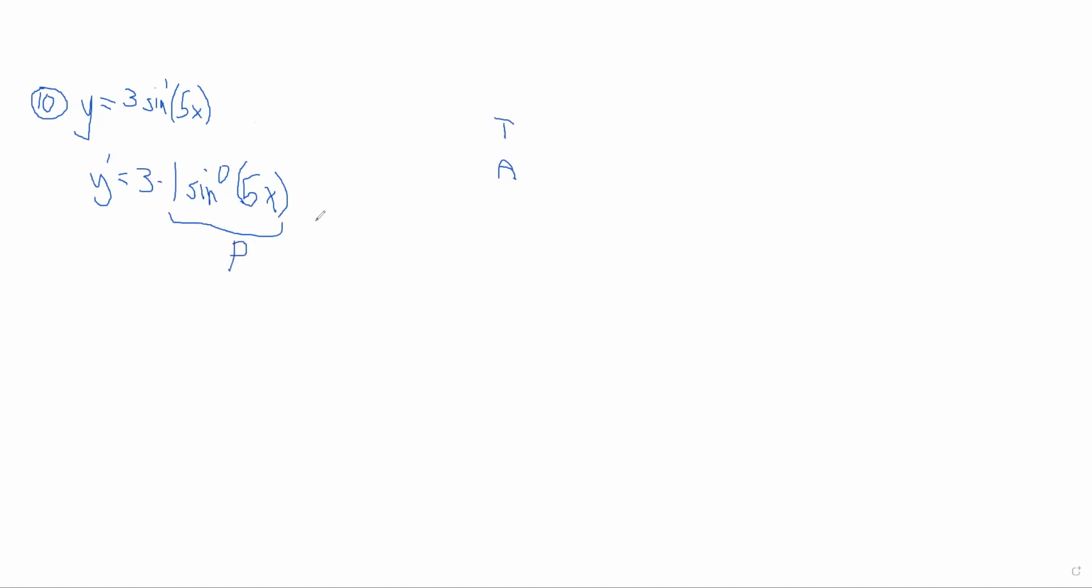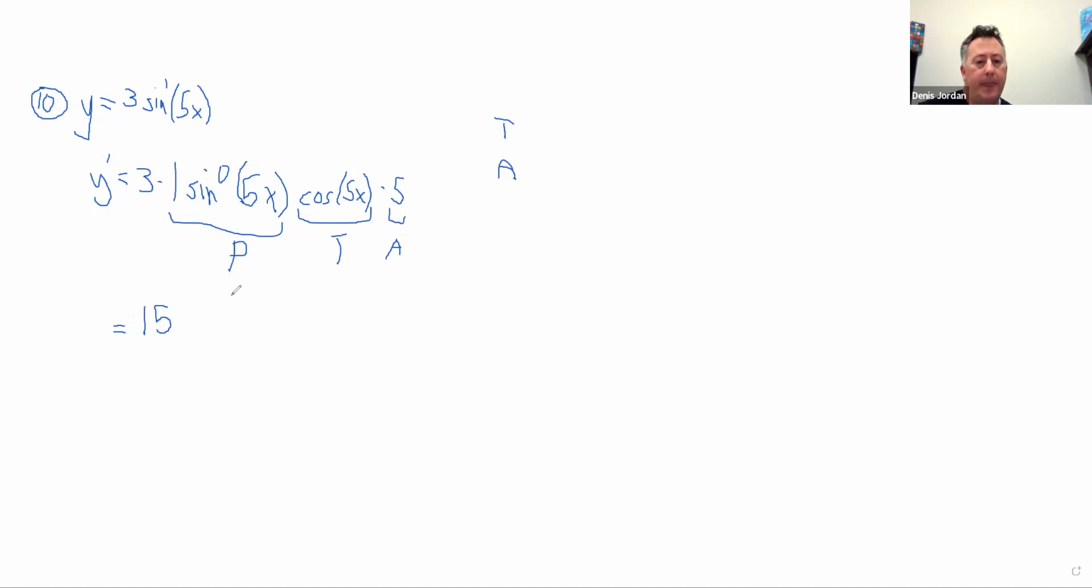Cosine 5x. And then the angle, do we take the derivative of 5x or just? Yeah, so we still have cosine in there. Cosine, 5, so 5x times 5. I always forget about that. That is the chain rule. Yes. So now we can do 3 times 5 is 15.